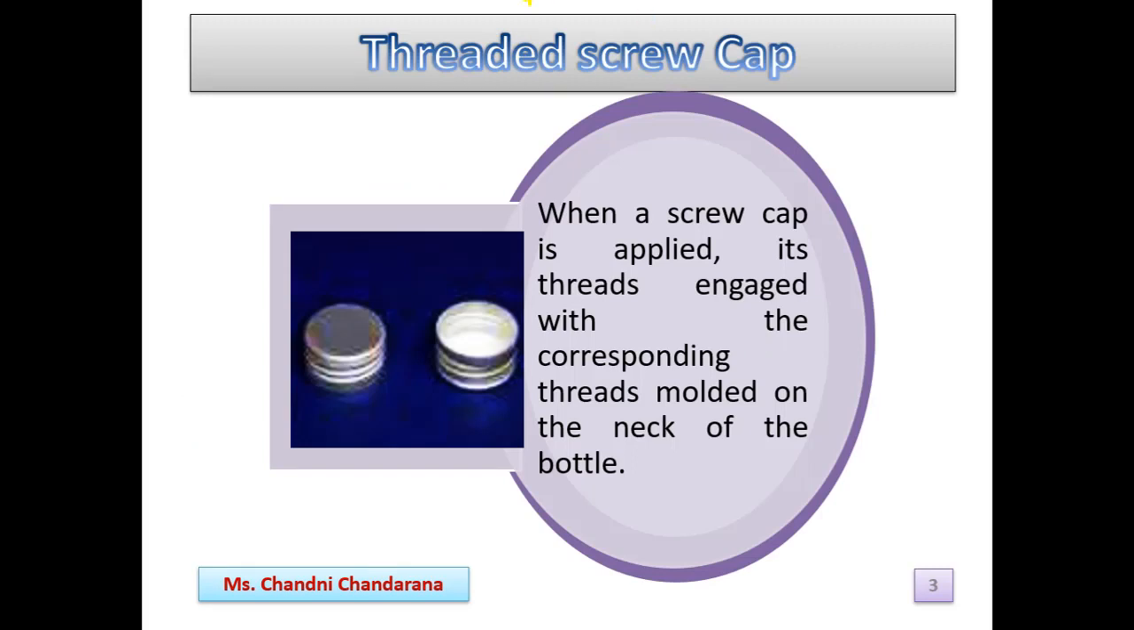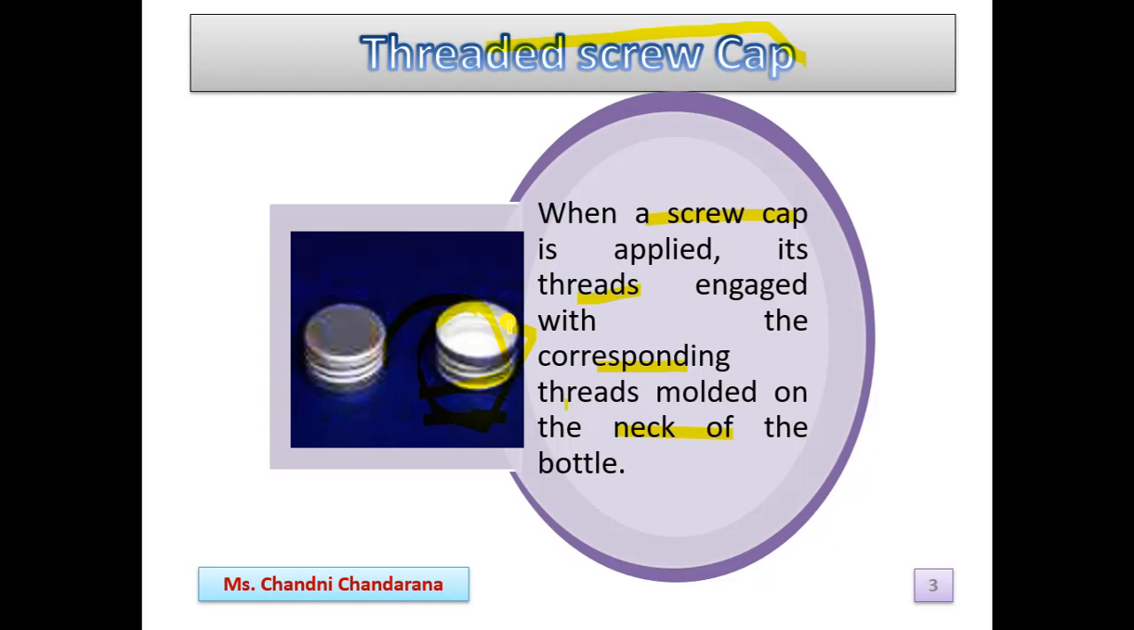Now the first one is the threaded screw cap type. So what is a threaded screw cap? Here in this picture we can see this type of cap as a closure. When a screw cap is applied, its threads engage with the corresponding thread molded on the neck of the bottle. This kind of closure is known as a threaded screw cap closure.